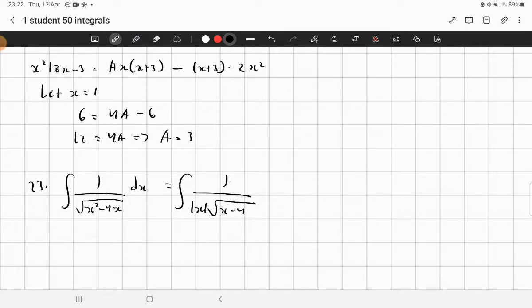What am I doing? x squared minus 4x. Come on. Hold up. Square root. This is what happens when you do too much math and then you're confused. I believe I can solve this. What's the substitution?